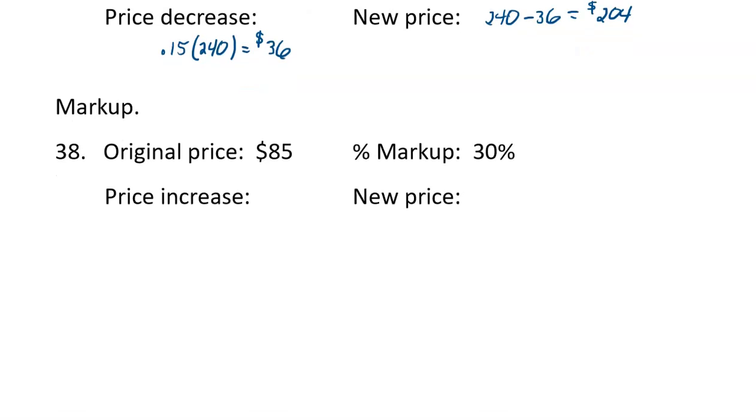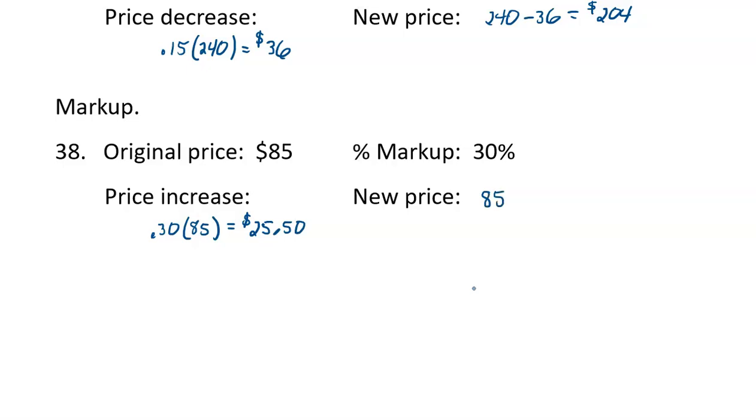Now let's do some markups where the original price is increased. So something costs $85, but it's marked up 30%. What is the amount of the increase? What is 30% of 85? That's 25.5, or in money, $25.50. Now what's the new price?